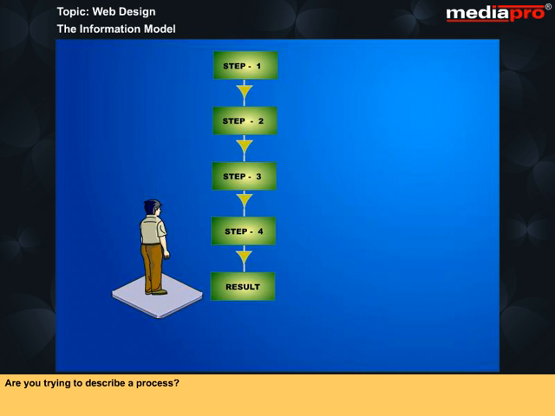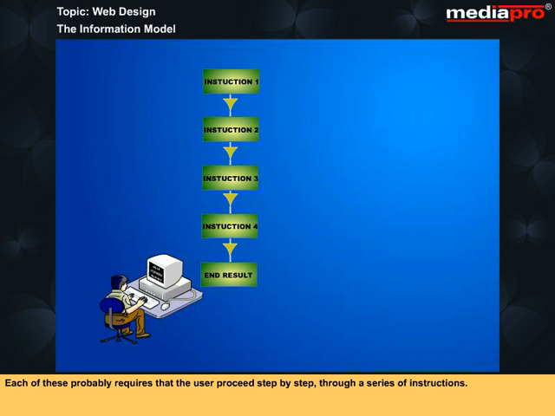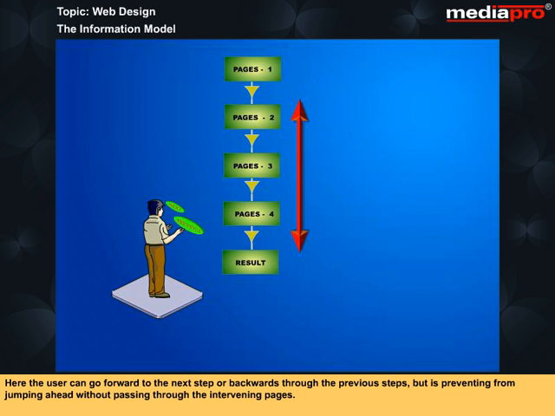Are you trying to describe a process? This may be giving instructions on how to register for an event, configure a new device, or bake some cookies. Each of these probably requires that the user proceed step by step through a series of instructions. Clearly, the user should not hop around, taking the steps in random order. This suggests that you use a linear structure to your website. Here, the user can go forward to the next step or backwards through the previous steps, but is prevented from jumping ahead without passing through the intervening pages.